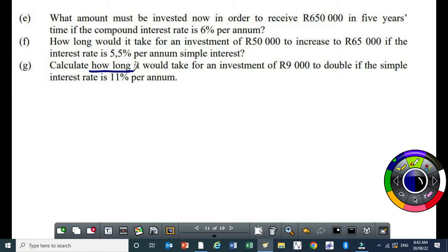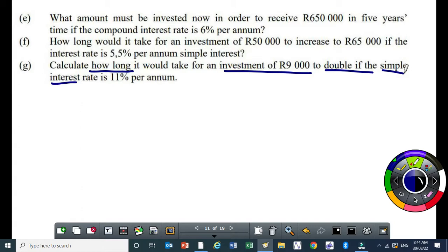Okay? Calculate how long it would take for an investment of 9,000 rand to double if the simple interest, now this is important, if the simple interest rate is 11% per annum.